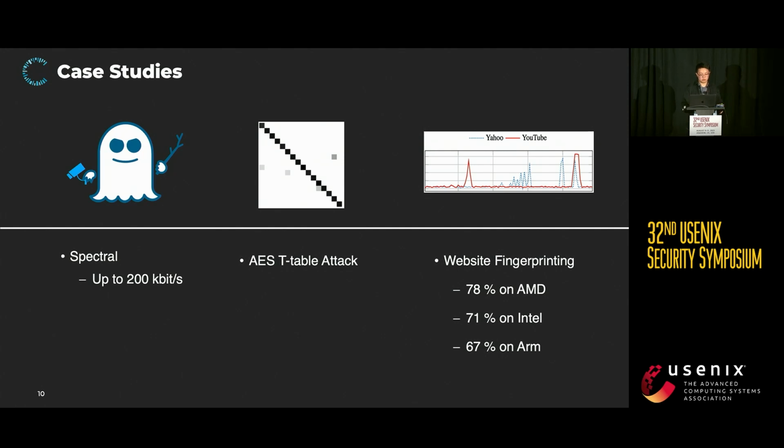We show the result of our primitive is as deterministic as those of Flush+Reload and Prime+Probe. And lastly, you can see we perform website fingerprinting attacks on our Intel, AMD, and ARM devices. The prediction result is not bad. It's around 70% for the top 100 websites on our tested devices.